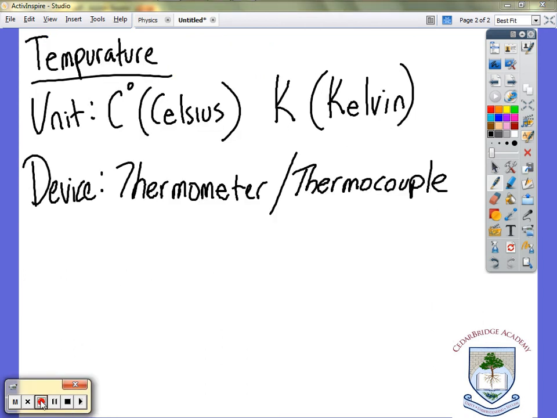For temperature, our units are degrees Celsius or Kelvin. Those are two different scales. And then you've got your device, which is your thermometer or your thermocouple, which is pretty much an electric thermometer. On the Celsius scale, water boils at 100, and 0 is what water freezes at. While the Kelvin scale starts at 0, which is actually negative 273 Celsius.